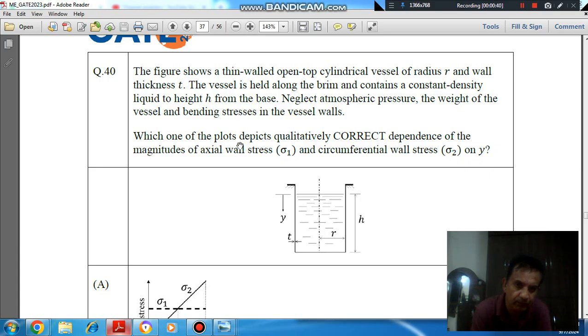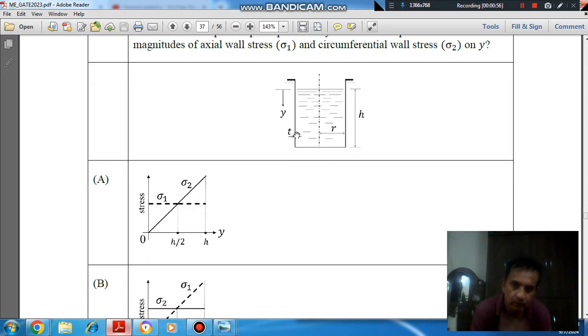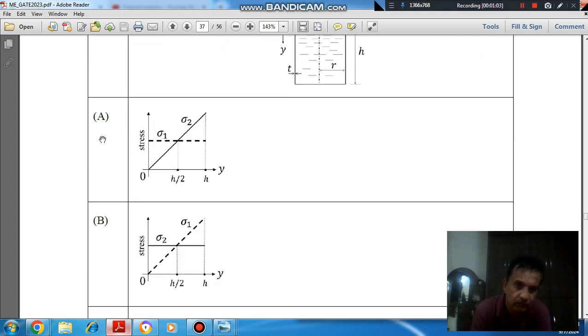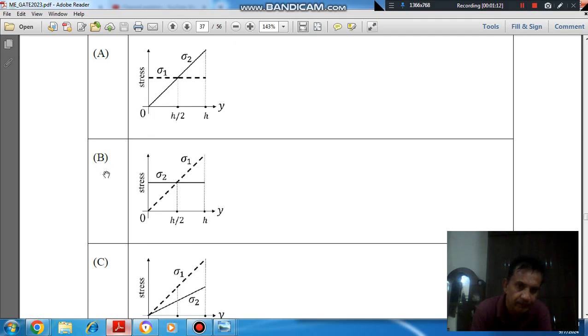Which one of the plots depicts the qualitatively correct dependence of the magnitude of axial stress sigma 1 and circumferential wall stress sigma 2 on y? So this is the figure given, this is y, this is radius r, this thickness is t, h is height. Option A is sigma 1 and this is sigma 2. Sigma 1 is constant, sigma 2 is linearly increasing.